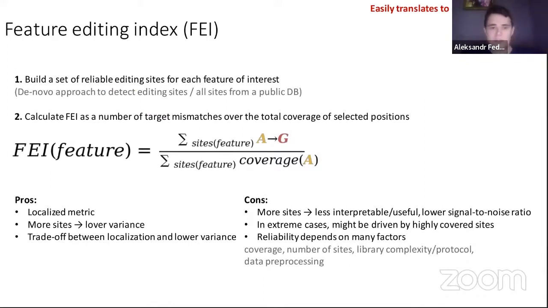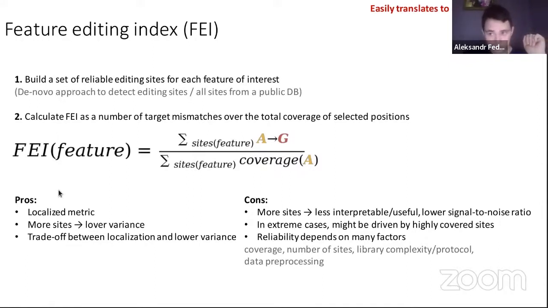To decrease possible variance but still keep localization as a feature, we can focus on the feature editing index. In fact, we just need to select a set of features of interest, like the 3' UTR of each gene of interest, or introns of genes, and build a set of reliable editing sites in each feature. Then the feature editing index is simply the total number of mismatches for all sites in a given feature divided by the total coverage of sites for that feature. So this index is calculated for each feature we have, for all genes, for all introns, or something like that.